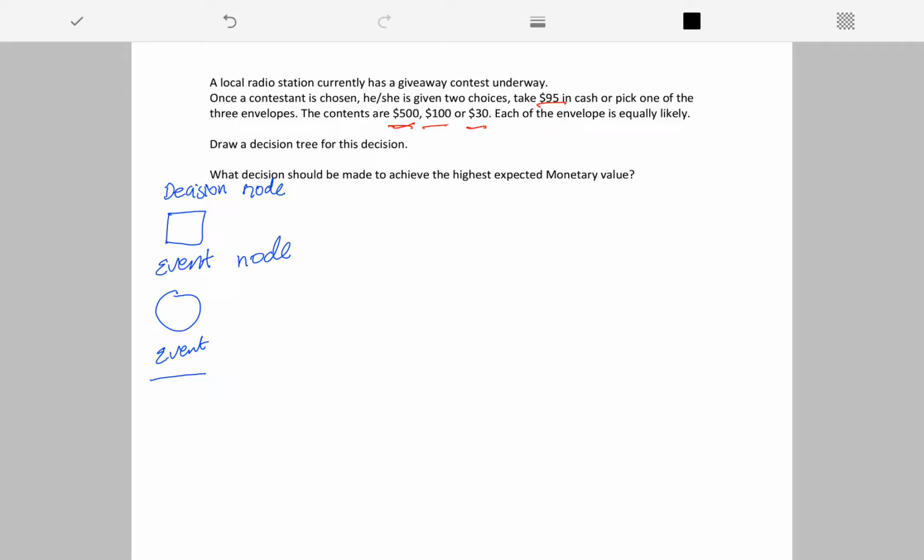Let's work an example, in exactly this example. So what is happening here? What's happening here is this person got selected, and he has to make a choice.